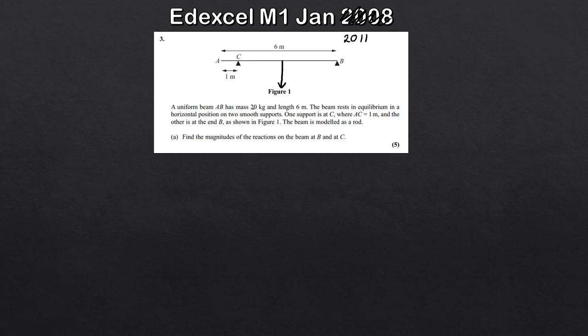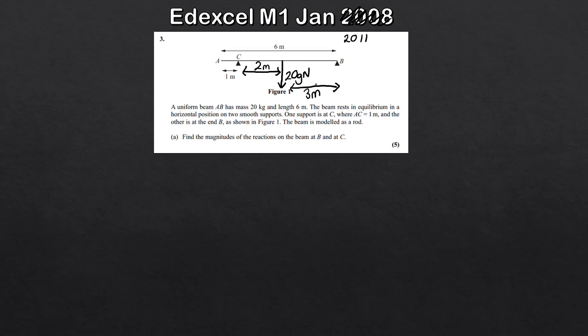So what's that mass? That's 20 kilograms, so that would be 20g newtons. If this is 1 meter, and from A to the centre of mass here is 3 meters, then this must be 2 meters. And then this remaining part here will be 3 meters.